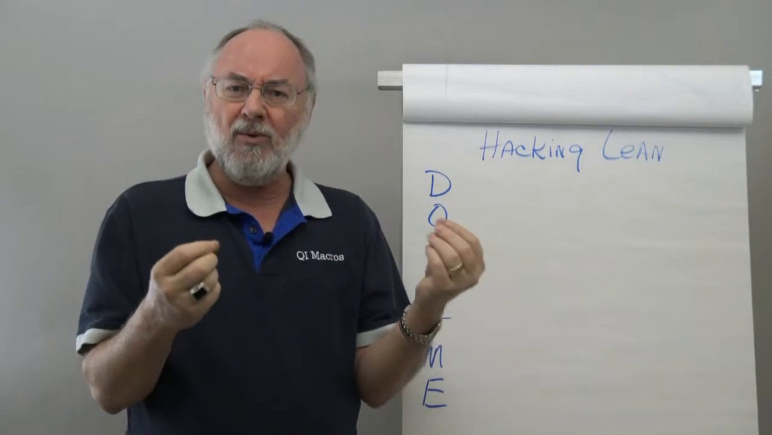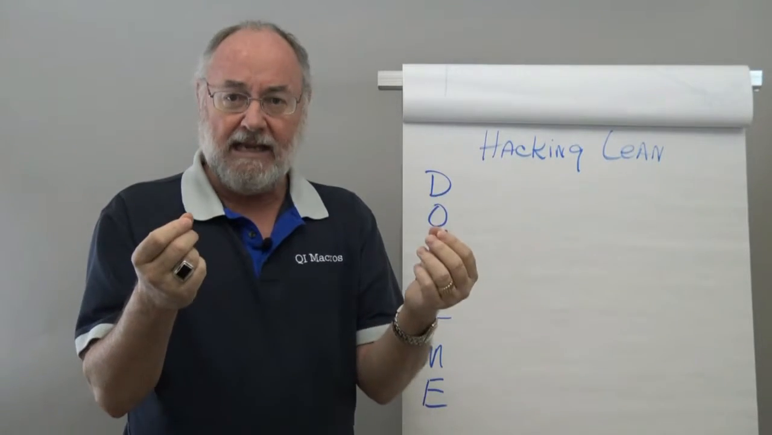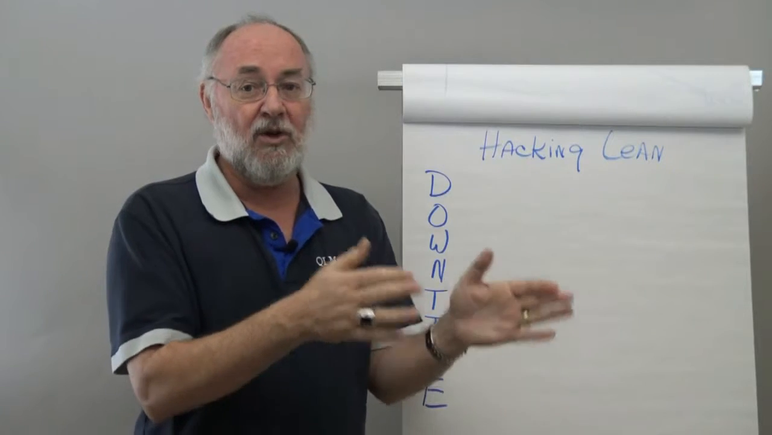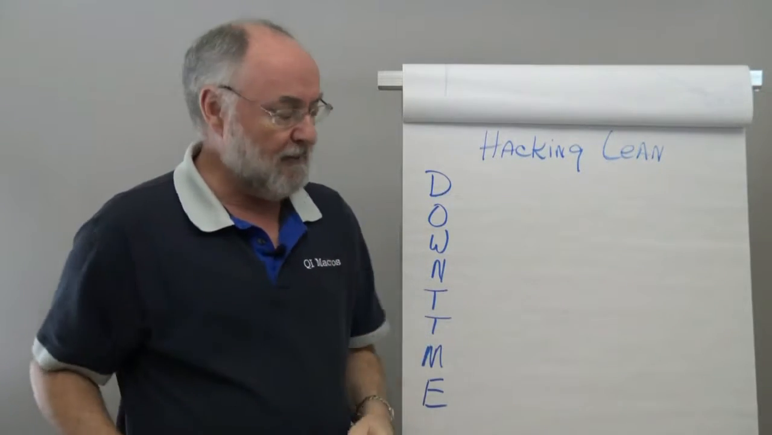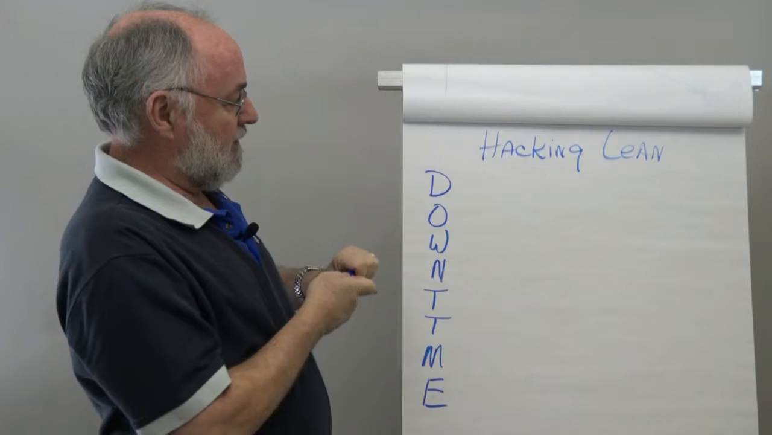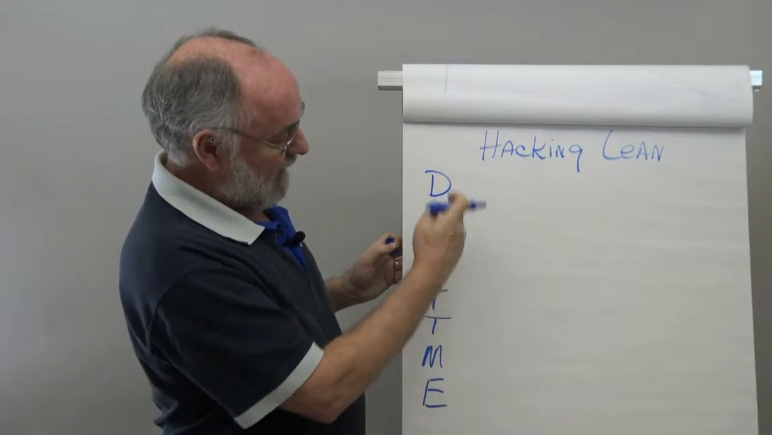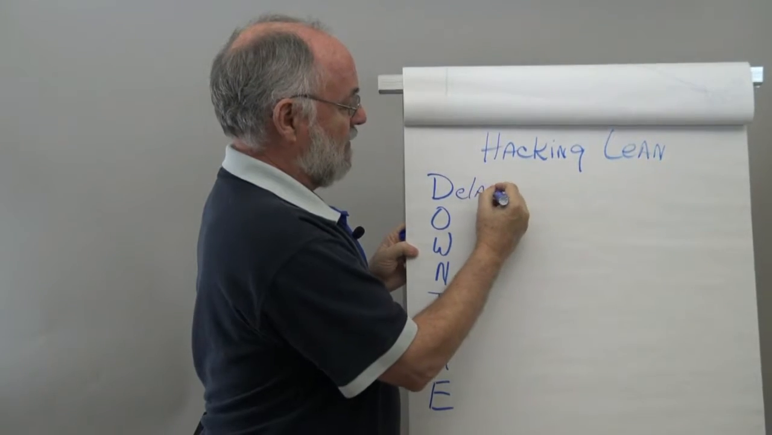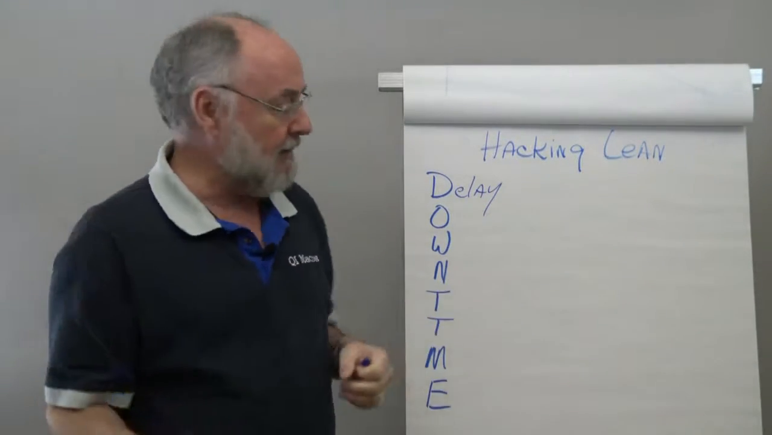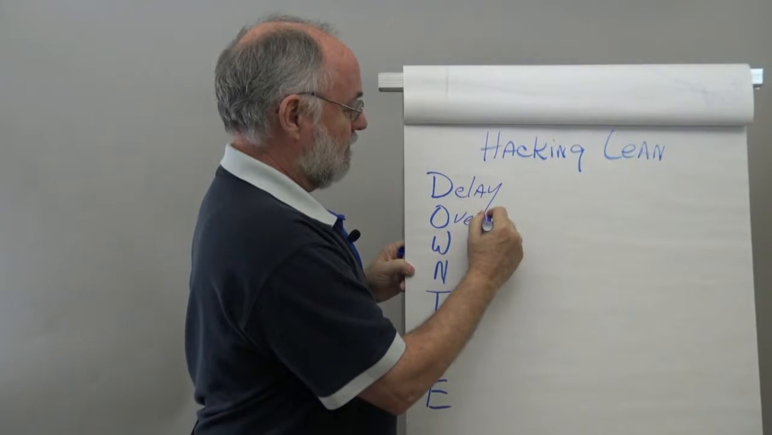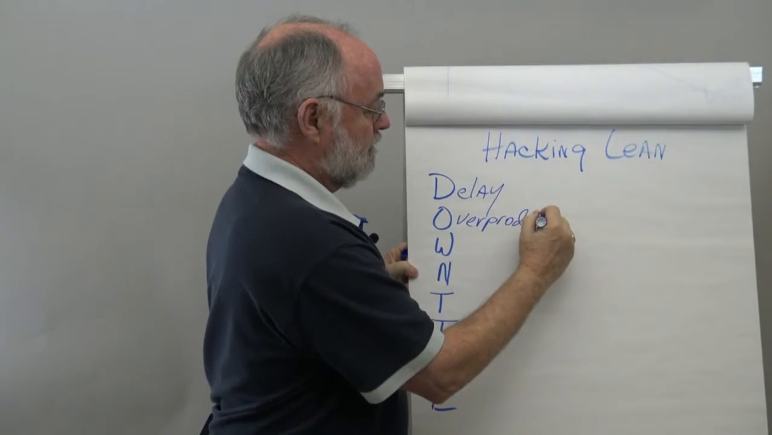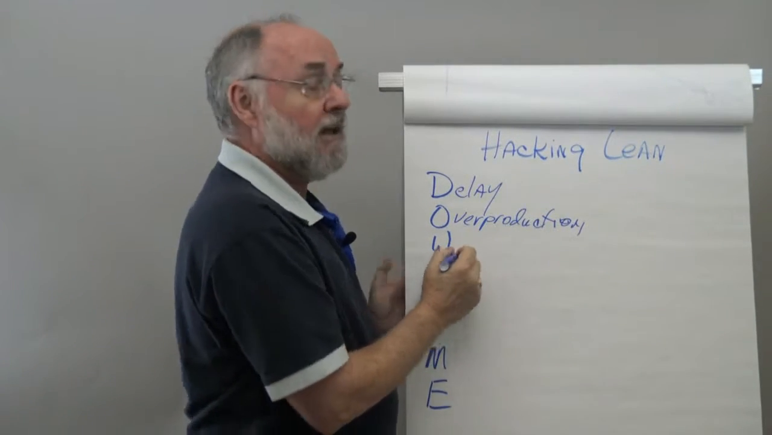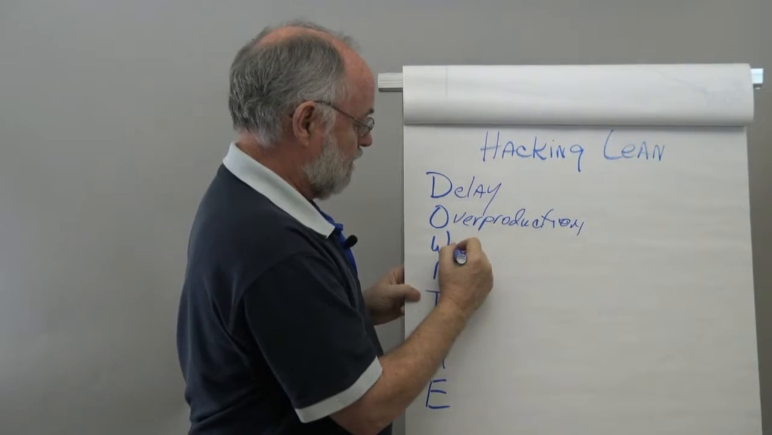So let's think about how we would start to hack lean, given that not everybody works in manufacturing and most people work in service industries now. If you look at lean, there's this eight-letter acronym. The first ones are what I call the speed bumps of lean. So there's delay and there's overproduction. And there's, let's see, waste and rework.